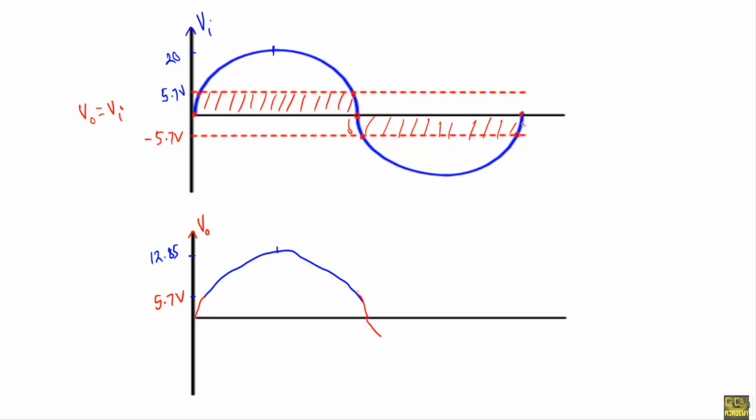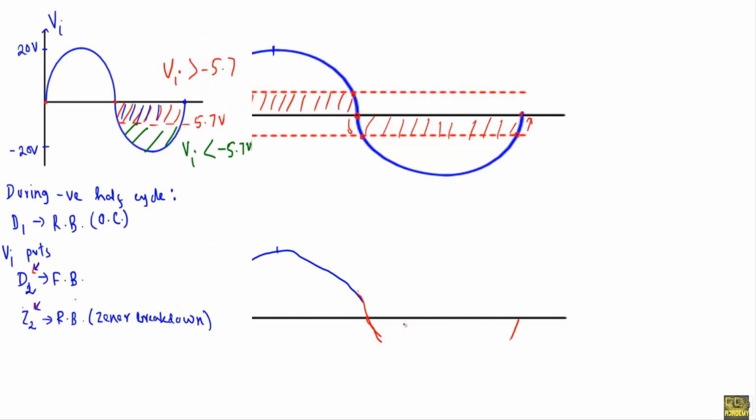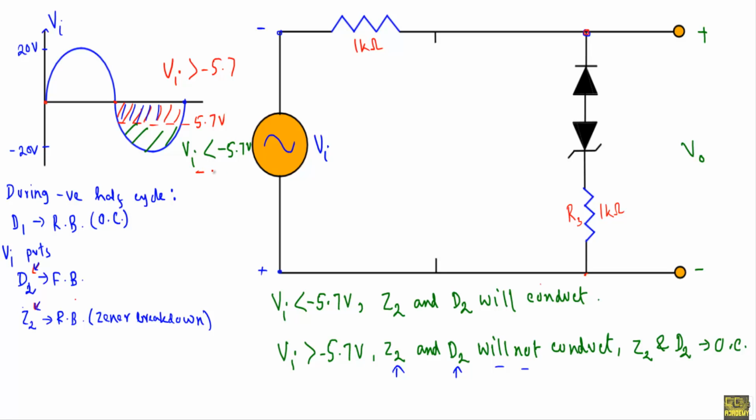From this point to this point, our output will follow the input voltage. So the input is changing like this, and our output will follow the same wave shape. Now consider when Vi is less than -5.7. That means I am talking about this portion of the applied voltage.